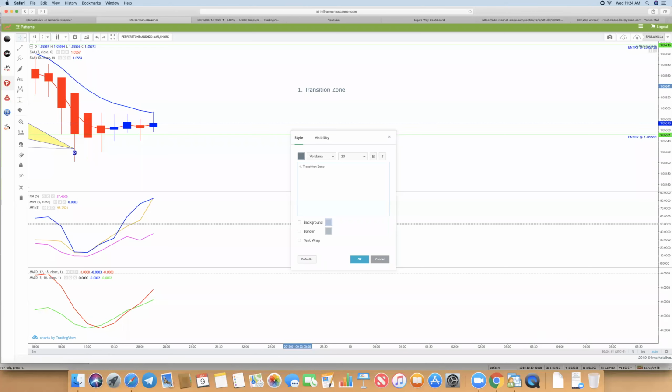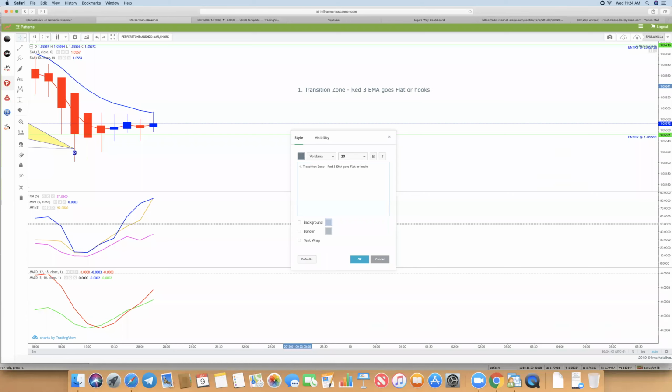Now, how do I know it's a transition zone? A transition zone is when the red 3 exponential moving average goes flat, or hooks. That's what you know. If it goes flat or if it hooks, that's when you have your transition zone.